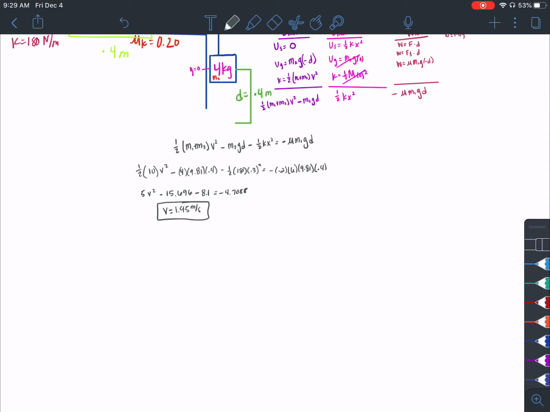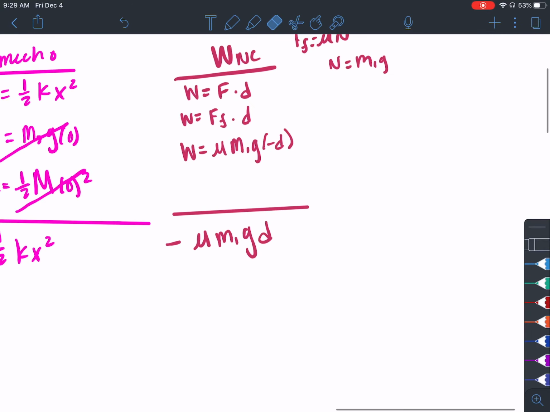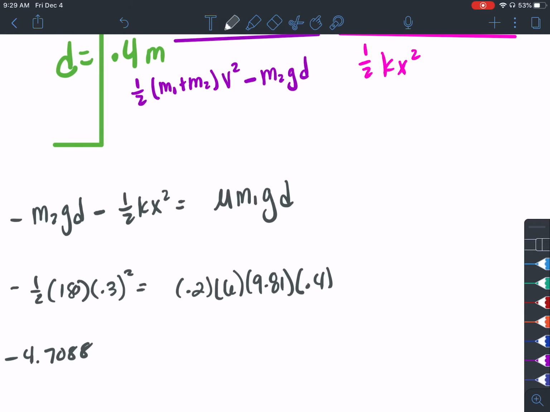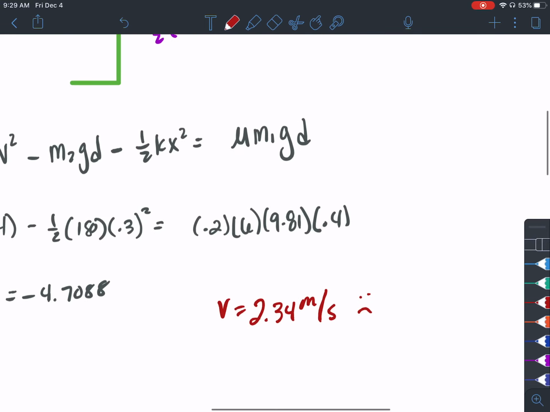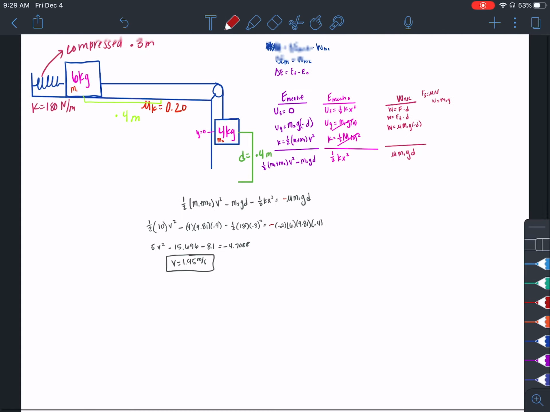Now, the majority of people's mistake on this problem came from the work non-conservative. Majority of people just said that the work non-conservative was a positive quantity. And if you did that as a positive quantity, you ended up getting the velocity was approximately 2.34 meters per second. You can see, honestly, they're not too far off, but they are different. And so we have to think about this in terms of what we know about conservation of energy and just what's going on here.